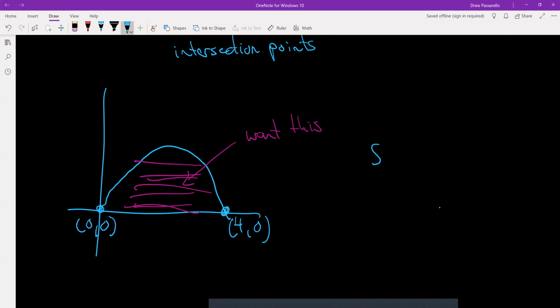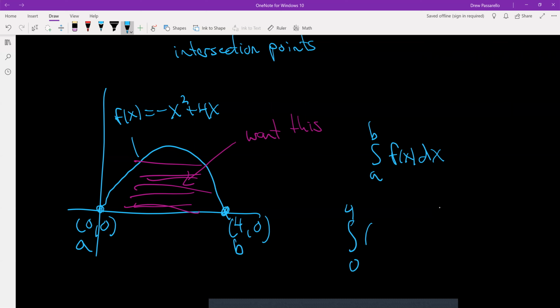The integral from a to b of f of x dx. Our function f of x is that parabola, negative x squared plus 4x, and we're going from 0 to 4. 0 is a, 4 is b. So we're doing the integral from 0 to 4, integrating negative x squared plus 4x dx.